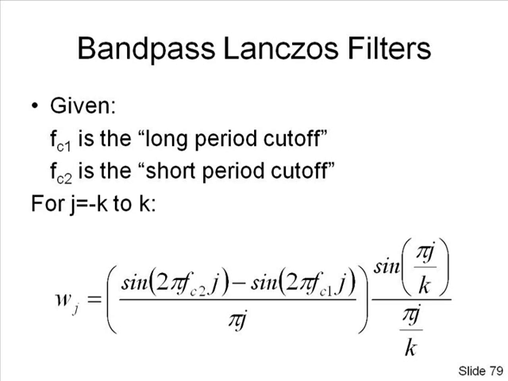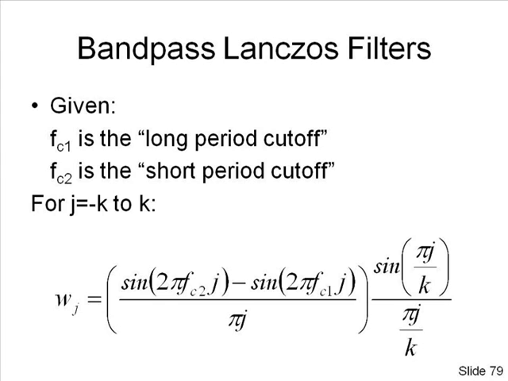This has all been a low-pass filter. Just to show you how it's done here, we also have bandpass Lanczos filters. Now, a bandpass Lanczos filter has two cutoffs. There is a long period cutoff, FC1, and a short period cutoff, FC2, because you're only trying to keep the oscillations that are happening on time scales between FC1 and FC2. Anything outside of those ranges, you're trying to get rid of, both longer period and shorter period stuff.